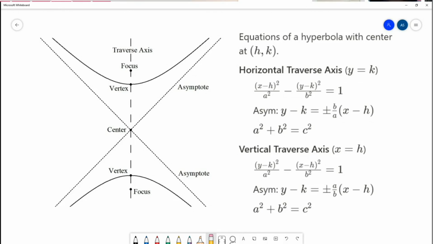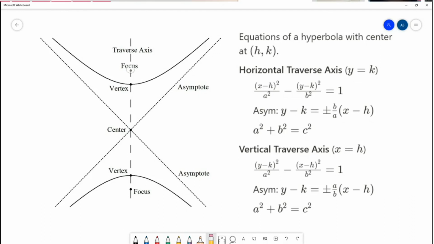And then we have some symmetry going on. So there's a center. Then we have two vertices coming off the center. And they come off the center using this transverse axis. Now we're going to learn about a vertical transverse axis and a horizontal transverse axis, but you could also rotate these so that they're not vertical or horizontal. But we're only going to focus on vertical and horizontal.